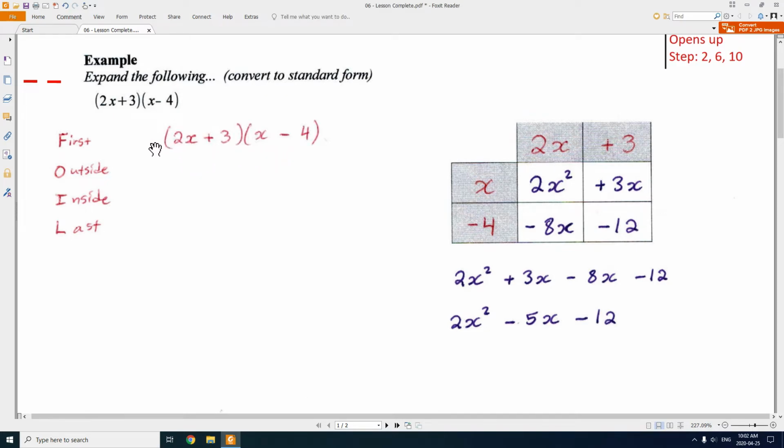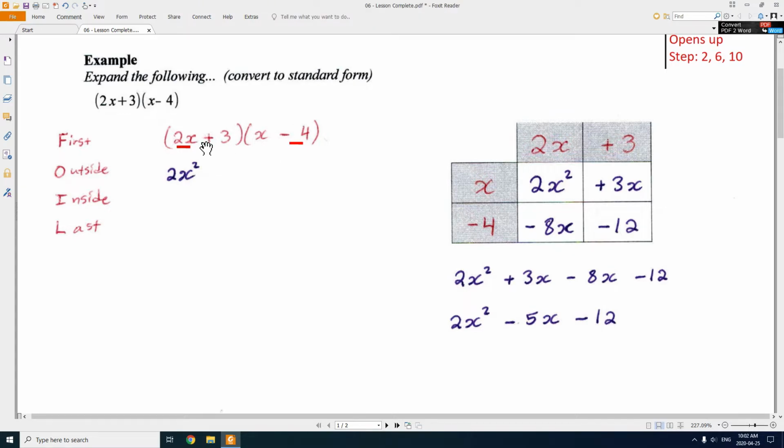So I've just rewritten it one more time here. So we'll go through and do the shortcut method. You're welcome to use that method if you like it. Okay, so first thing I do, multiply the first term in each bracket. 2x times x, 2x squared. First is done. Now I multiply the outside terms in each bracket.